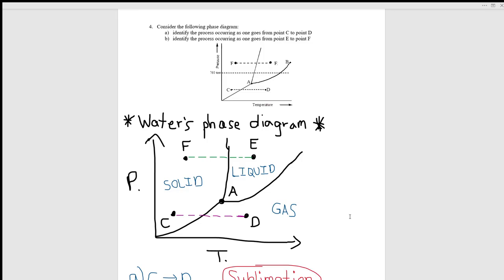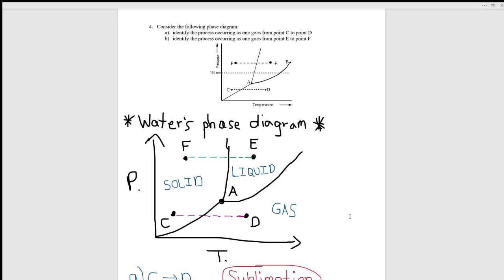Moving on now to question number 4, we're going to look at a phase diagram. Question number 4 asks us to consider the following phase diagram. Part A says identify the process occurring as one goes from point C to point D, and to identify the process occurring as one goes from point E to point F. Now, an important thing to realize here is that this is the phase diagram for water. This is a classical or common phase diagram that's seen and used in many chemistry textbooks.